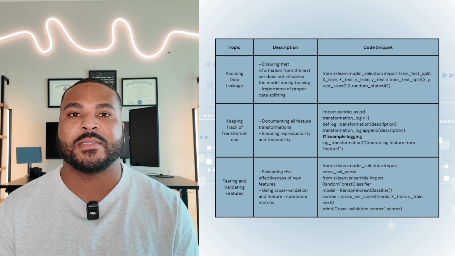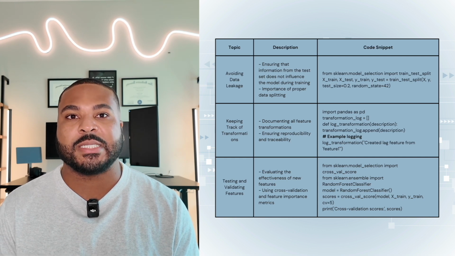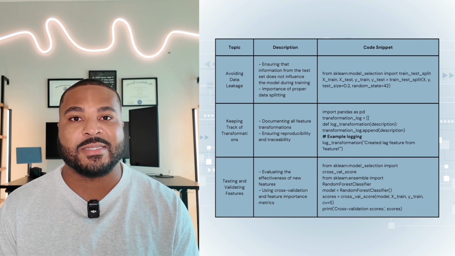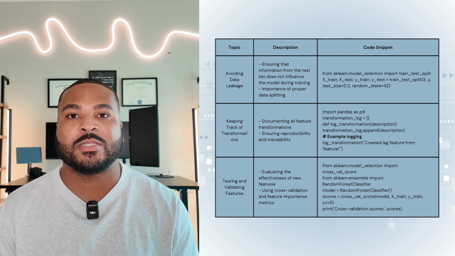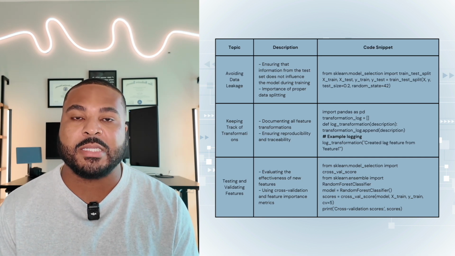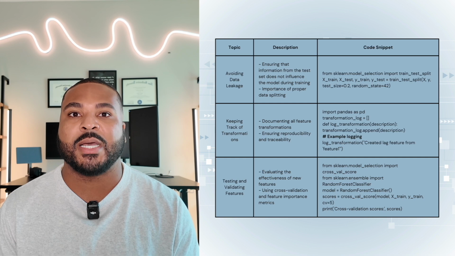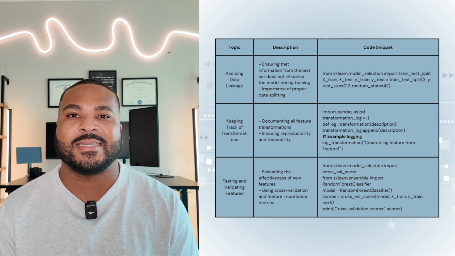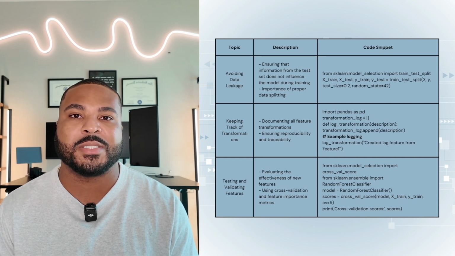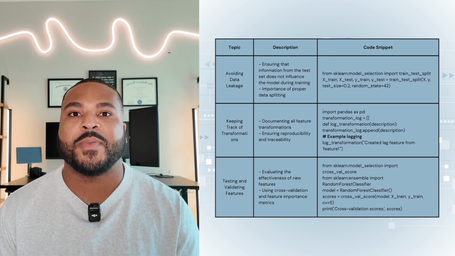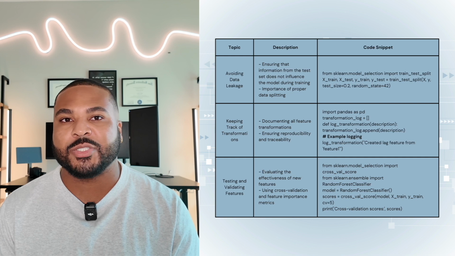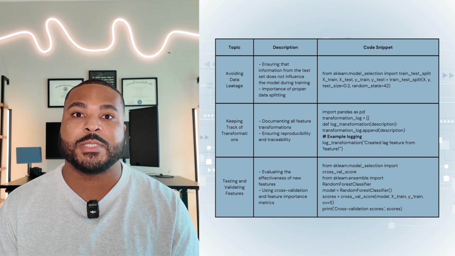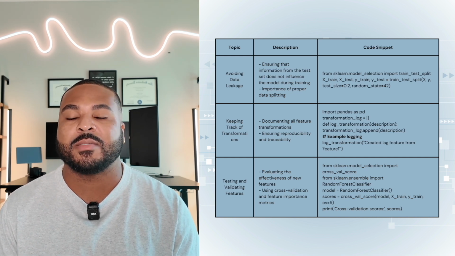the training process. Keeping track of all the transformations applied to the data is essential for reproducibility and traceability. So document each step, and that'll allow you to understand the impact of each transformation and ensures that the process can be replicated by someone else or future you. So in this code snippet to log transformations, each transformation is logged with a description, creating a record of all the changes made to the data.